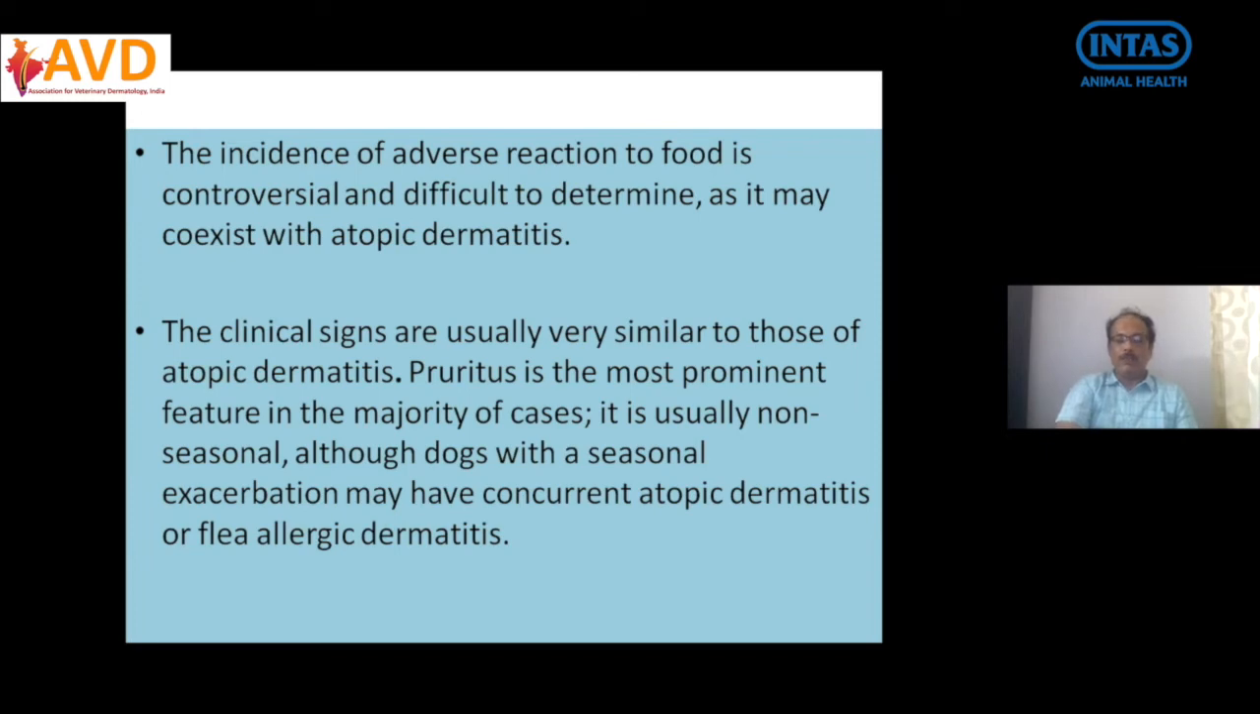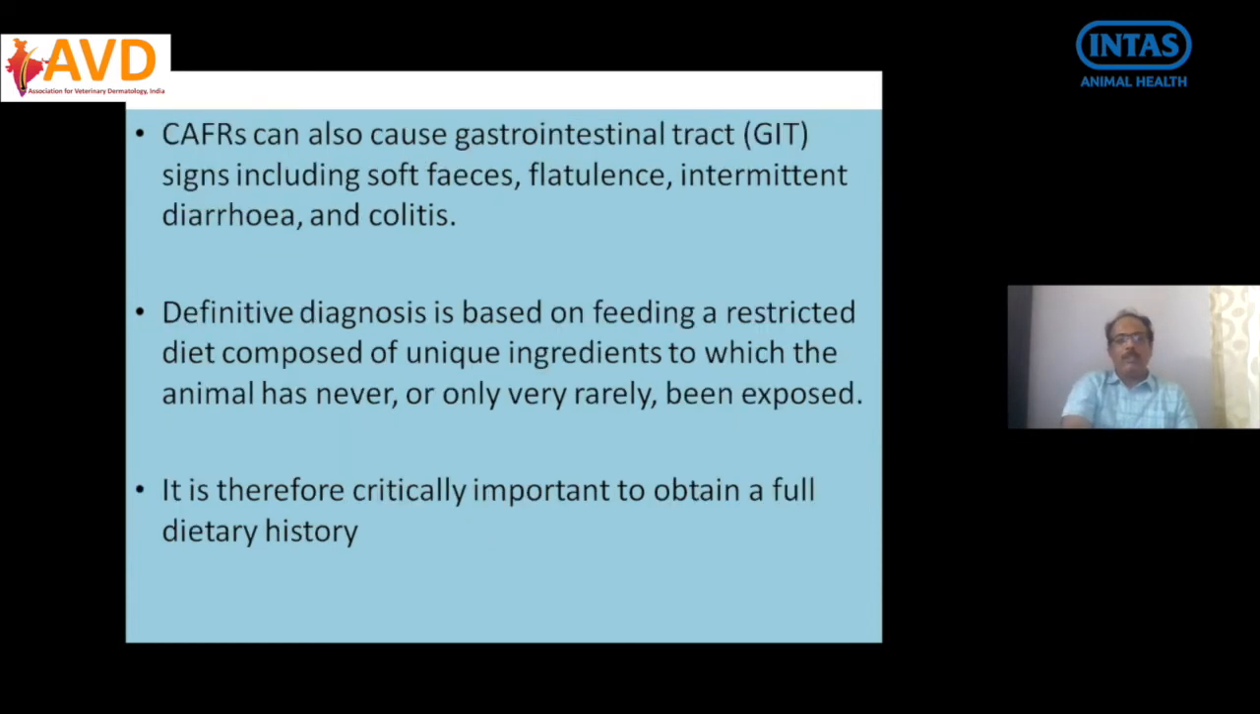The clinical signs are almost similar to atopy. Pruritus is the most common clinical sign. It is usually non-seasonal, although dogs with atopy may show seasonal occurrence of clinical signs. Flea allergy also may be seasonal, whereas in food allergy, the pruritus will be non-seasonal. Cutaneous adverse food reactions can cause gastrointestinal side effects like soft feces, flatulence, intermittent diarrhea, and colitis.